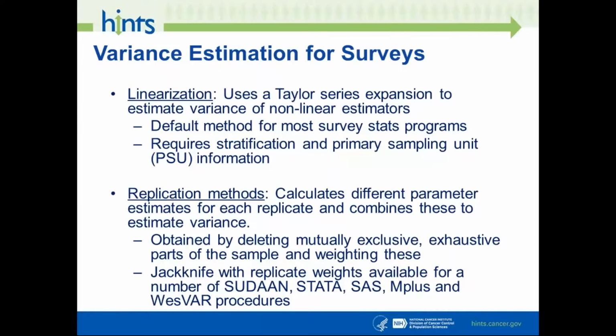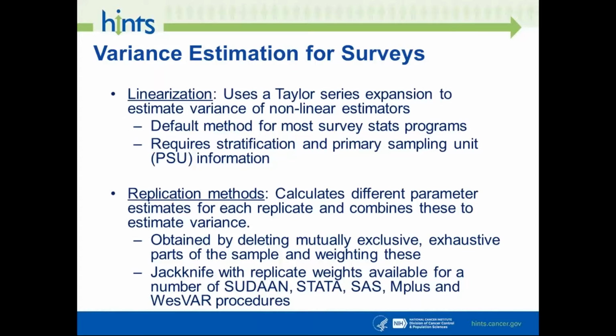Now, for health surveys, HINTS, BRFSS, NHIS, hopefully people are familiar with at least some of these acronyms, there's typically two ways that you're going to get your variance estimates: either something called Taylor linearization or replication methods. So Taylor series is often a default method for things like SUDAAN, SAS. If you don't tell it otherwise, it will assume that you use Taylor linearization.